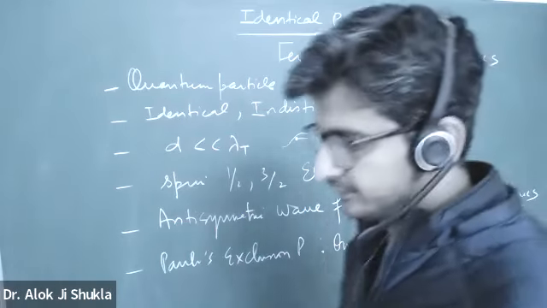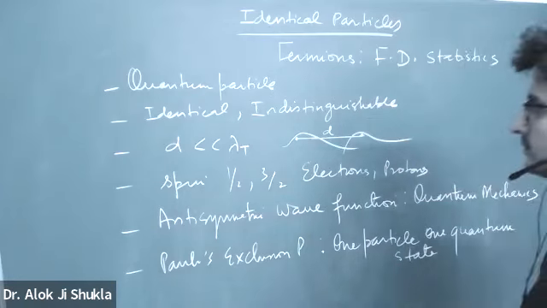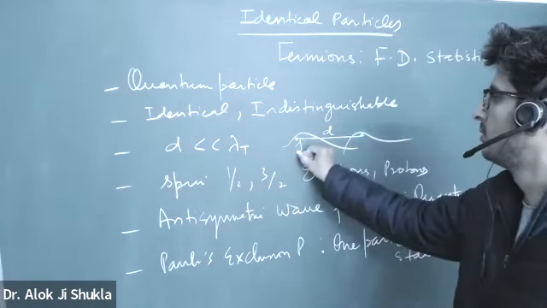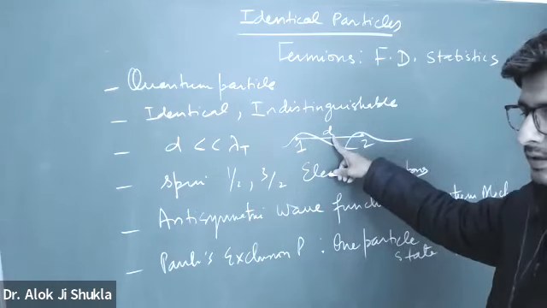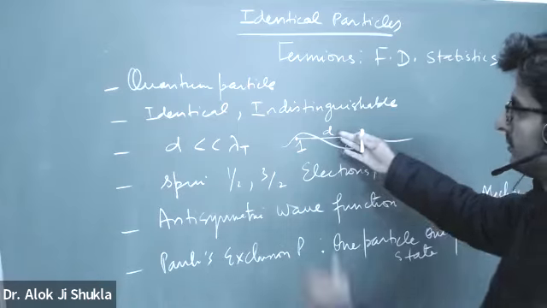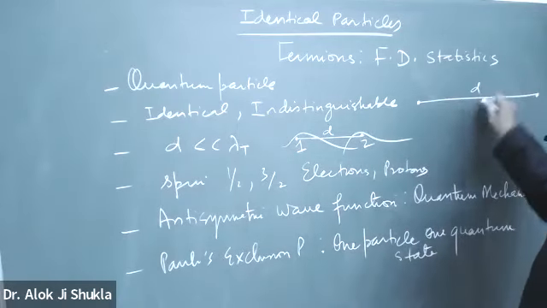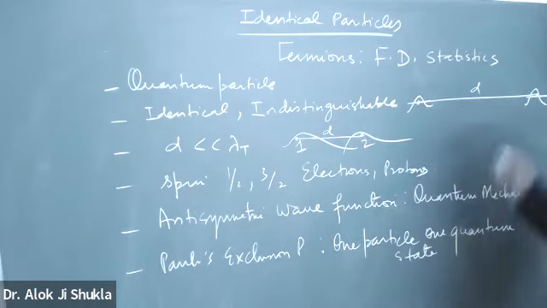Okay. Yes. The third point, d is much smaller than. हाँ, तो दो पार्टिकल्स हैं, 1 और 2, इनके बीच की डिस्टेंस d है. Yes sir. तो अगर d बहुत बड़ा है और suppose ये इनसे associated वेव फंक्शन है, तो you don't need quantum mechanics. Yes sir. ठीक है.